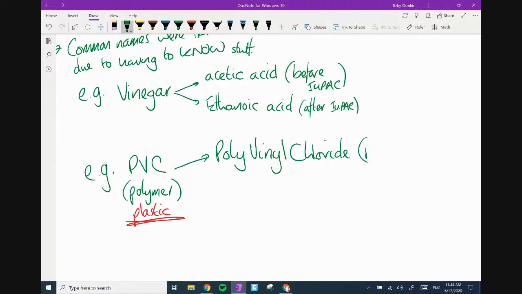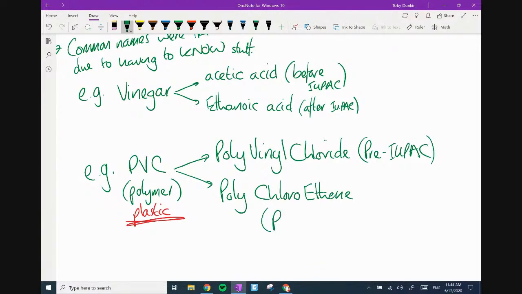This is pre-IUPAC. Pre means before. And then it now became PCE, afterwards, chloroethene. Now, it's really interesting, because technically that should then become PCE. But they didn't do it. This is post IUPAC.